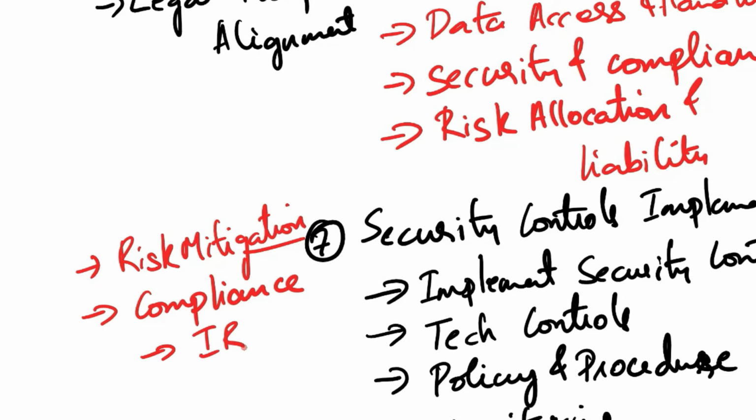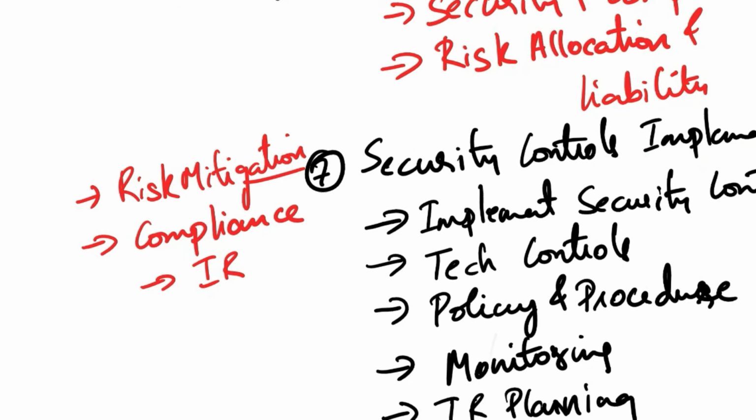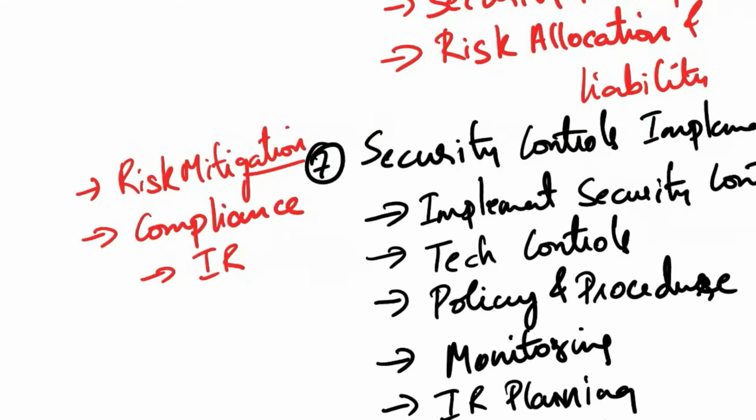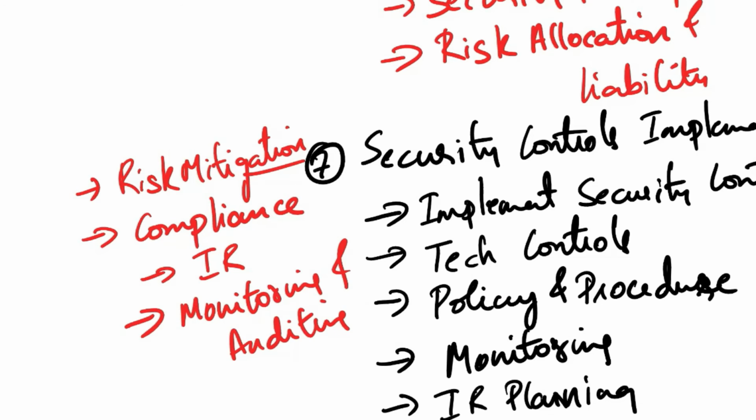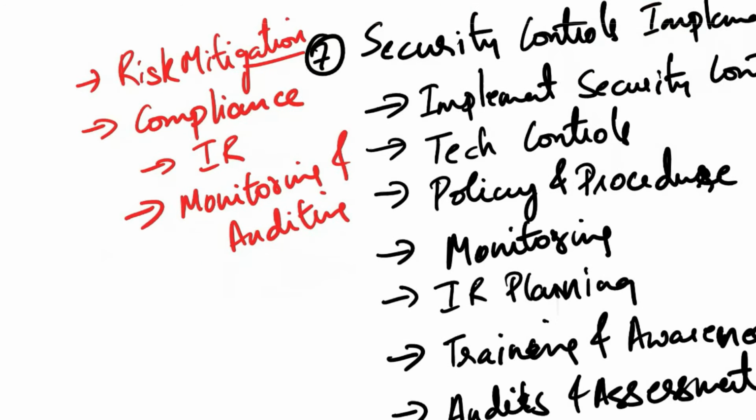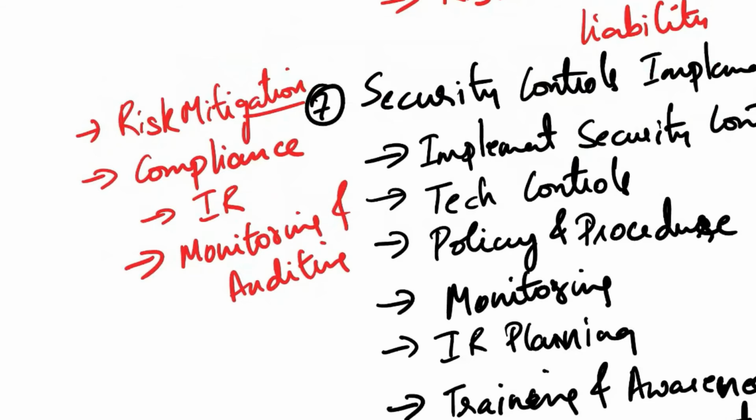Next, incident response. Security controls coupled with incident response planning enable organizations to respond effectively to security incidents. This includes identifying, containing, and mitigating the impact of incidents. Next, monitoring and auditing. Continuous monitoring and regular audits contribute to a culture of continuous improvement. They help organizations adapt to evolving threats and ensure that security controls remain effective over time.